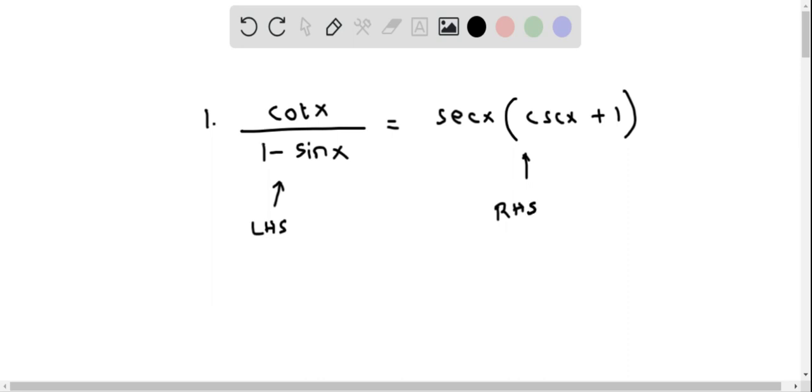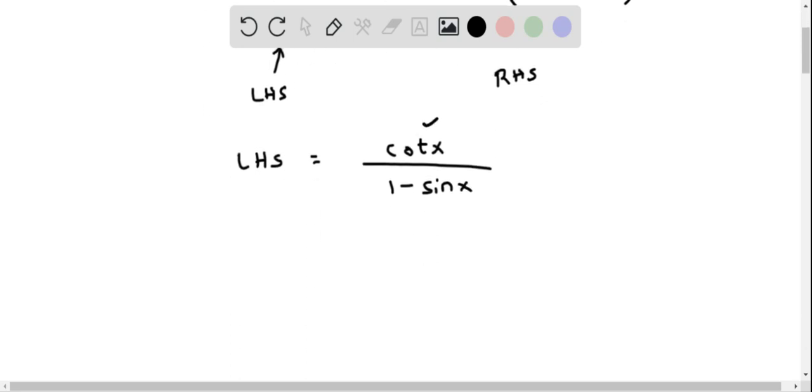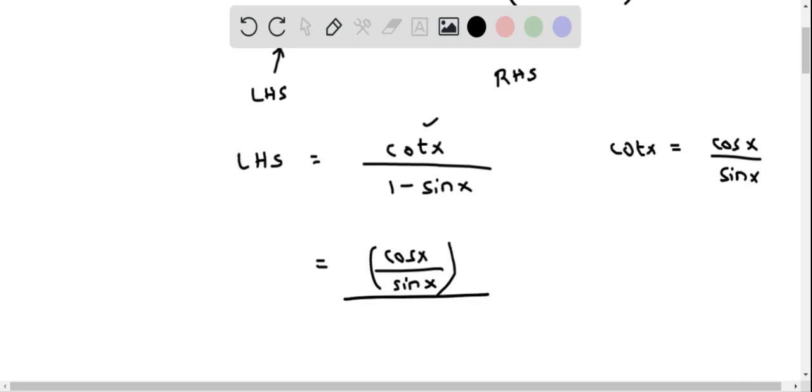To verify that this one represents an identity, let's consider the left side expression, that is cotangent x over 1 minus sine x. First, I'm going to replace this cotangent x using the quotient identity, that is cotangent x basically equals cosine x over sine x. So let's replace it over here, and so this becomes cosine x over sine x, the numerator expression, divided by the denominator expression 1 minus sine x.